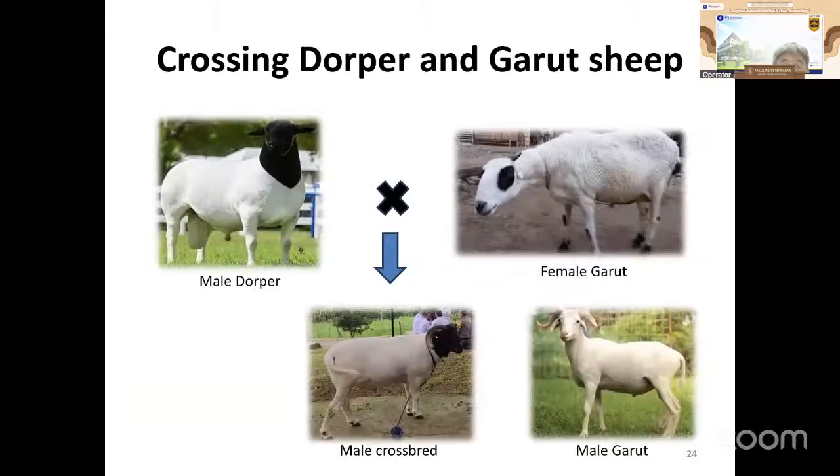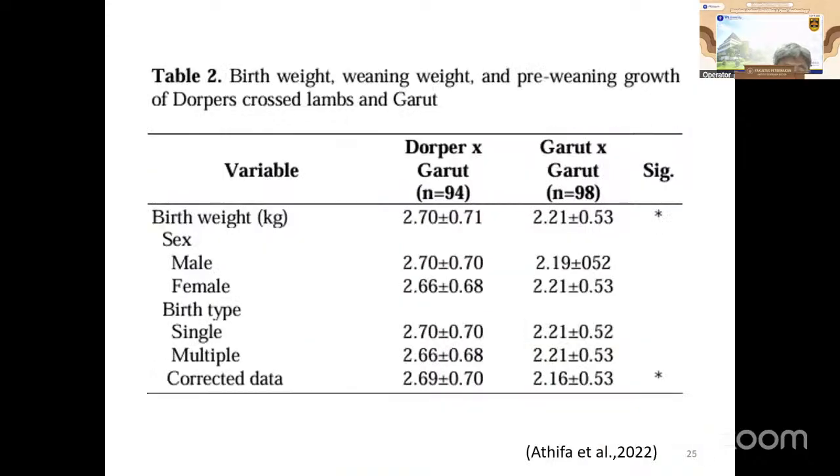And this is the result of crossing Dorper and Garut sheep. The crossbreed looks to have more body conformation and a better amount of flesh compared to the original Garut sheep. And we can see the production performance of crossbred Dorper and Garut. Birth weight in all criteria is higher in crossbred than in Garut sheep.